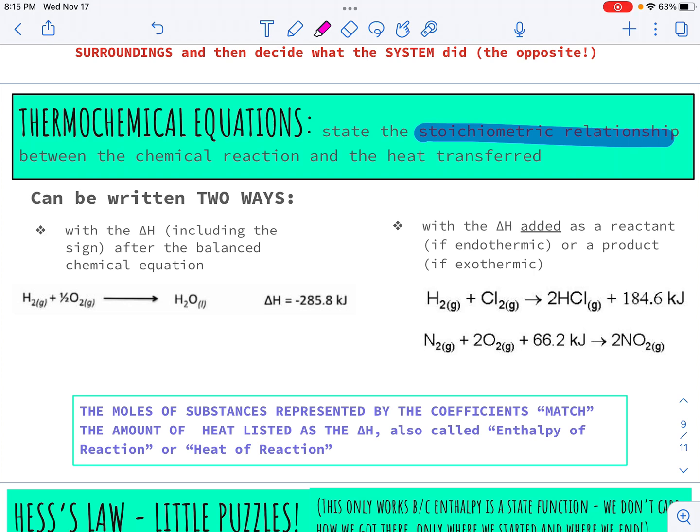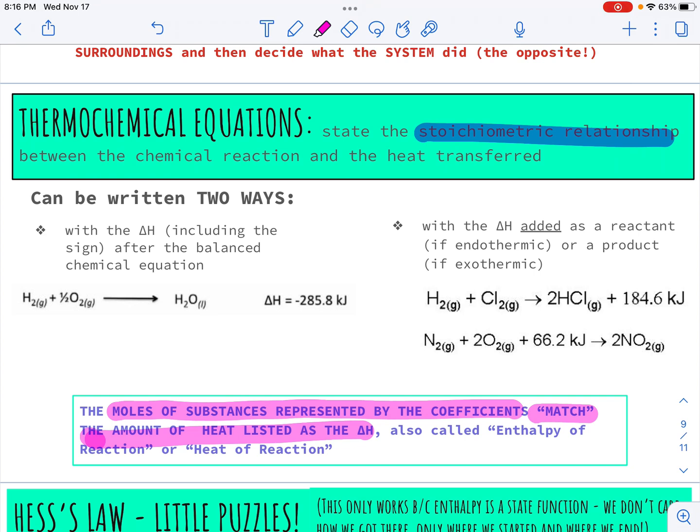Okay, so I would put that in this box at the bottom, that the moles of the substances represented by the coefficients match the amount of heat listed as your delta H. And we call that delta H, if it's part of a thermochemical equation, an enthalpy of reaction or a heat of reaction. And later in the unit, we'll talk about specific types of reactions. Like formation reactions, we call it heat of formation, or combustion reactions, we call it heat of combustion, etc. So we'll keep using those terms, but in general, the heat of reaction is the delta H that matches your equation as it's written with those coefficients.